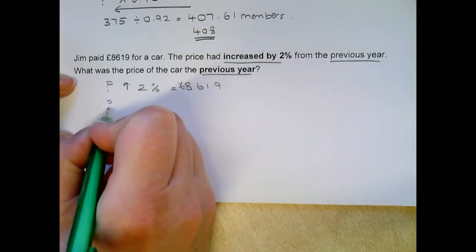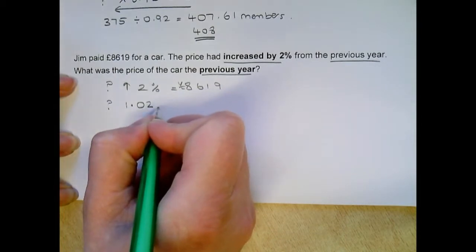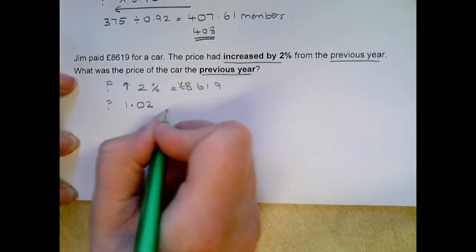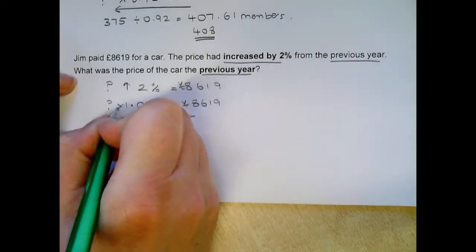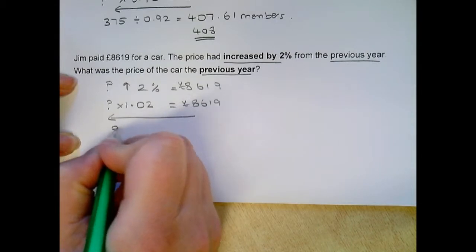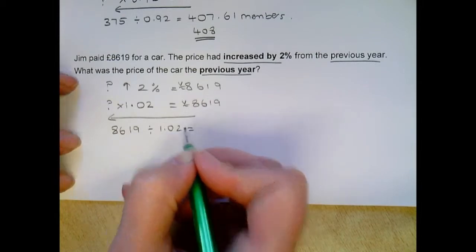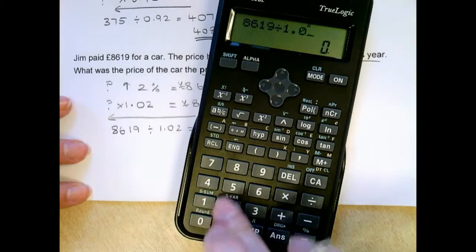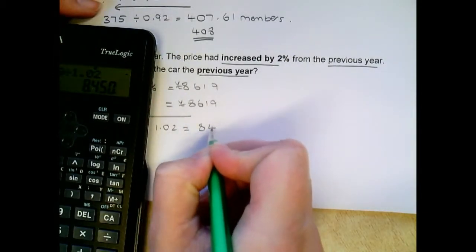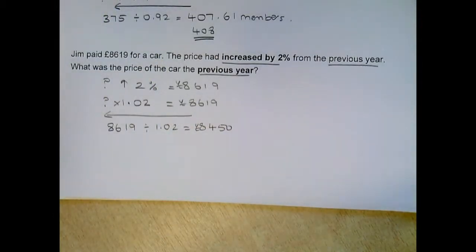So what amount of money, and then up 2%, 100 plus 2 is 102, which is 1.02, gets you 8,619. You're going in reverse, so instead of timesing by 1.02, you divide. So 8619 divided by 1.02 gets you 8,450. So that was the original price of the car before it went up by 2%.